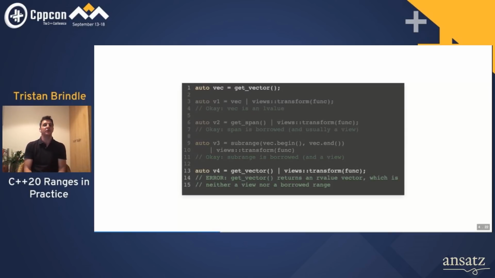However, what we can't do is this last example. We can't have get vector, which returns an R-value, a PR value, in fact, a vector. We cannot pass that straight into the views transform because get vector returns an R-value vector, and that's neither a view nor is it a borrowed range. Vector does not have this trait specialized because its iterators cannot safely dangle.